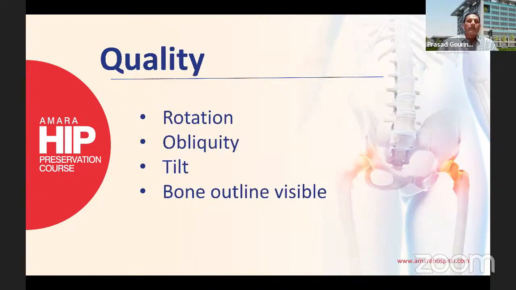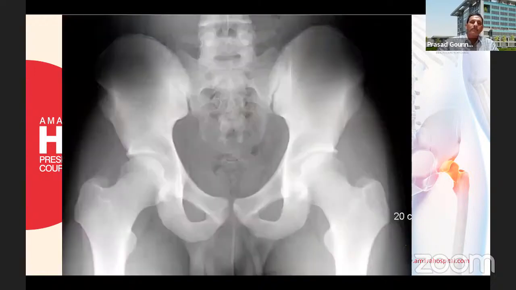On the quality of the X-ray, we already talked about rotation. Look at the obliquity, look at tilt, and look at whether the bone outline is visible. The rotation, obliquity, and tilt you can probably adjust for in your head if it's not a perfect X-ray, but if you can't see the bony outline, you cannot make any adjustments. You need to repeat the X-ray to get better visualization of the walls of the acetabulum and more bony details.